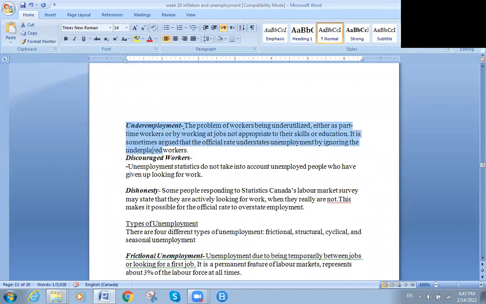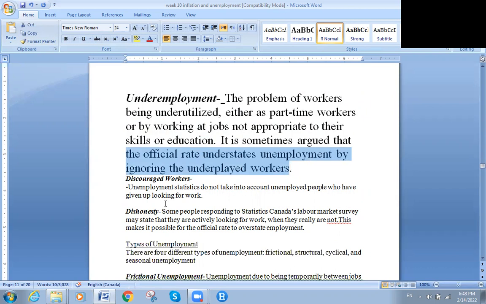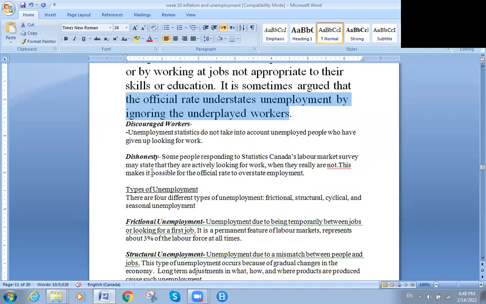Now we'll check what we mean by underemployment. The problem of workers being underutilized, either as part-time workers or by working at a job not appropriate to their skills or education. It is sometimes argued that the official rate understates unemployment by ignoring the underpaid worker. Okay. What about discouraged workers? Unemployment statistics do not take into account unemployed people who have given up looking for work, those people who don't want to work anymore.